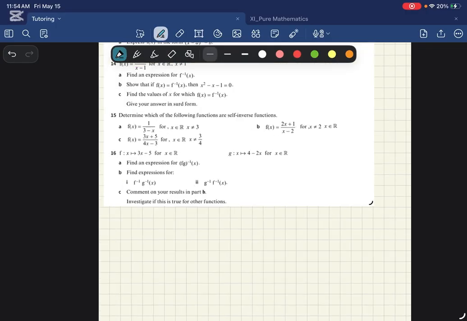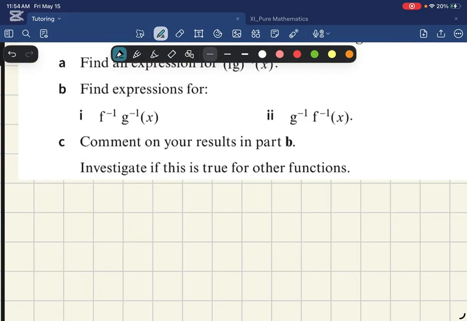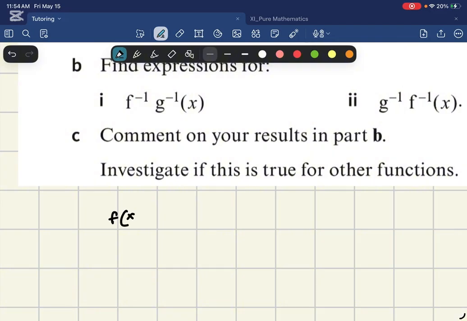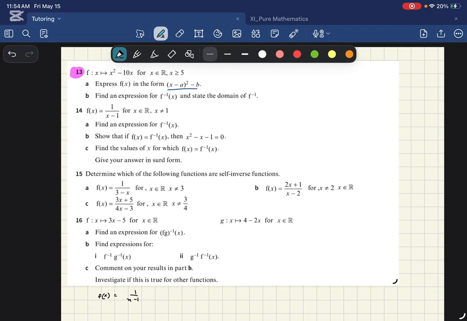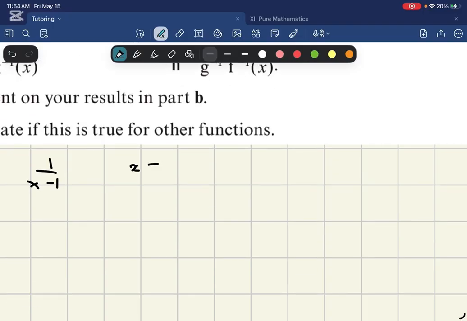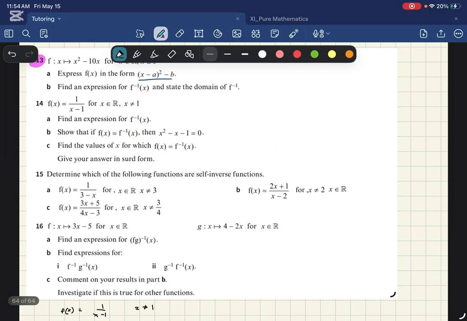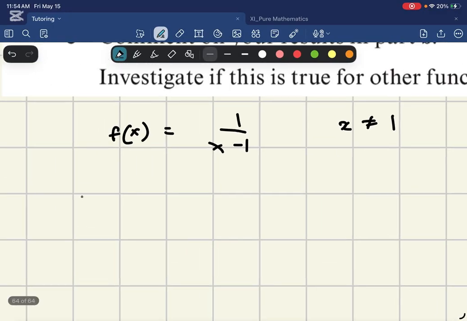All right. Question 14. f of x is 1 over x minus 1. x cannot be 1, right? For all real numbers, x not equal to 1. So we want to find an expression for f inverse of x.